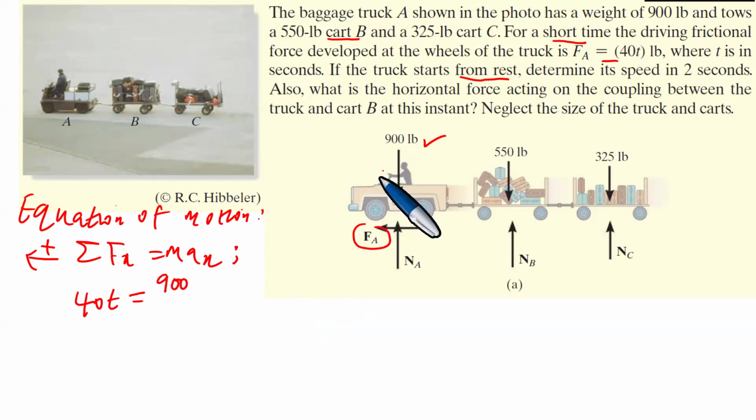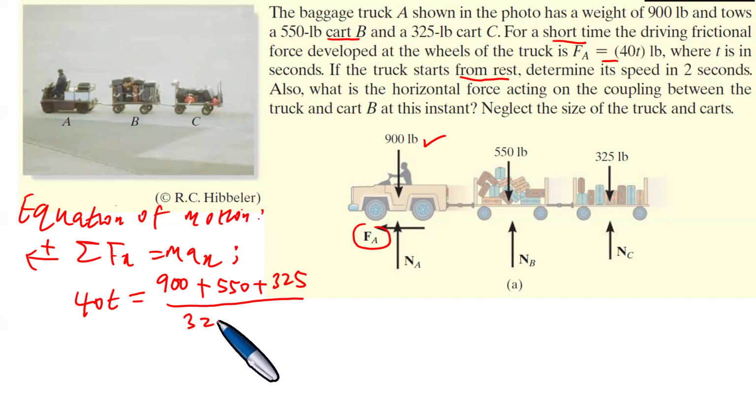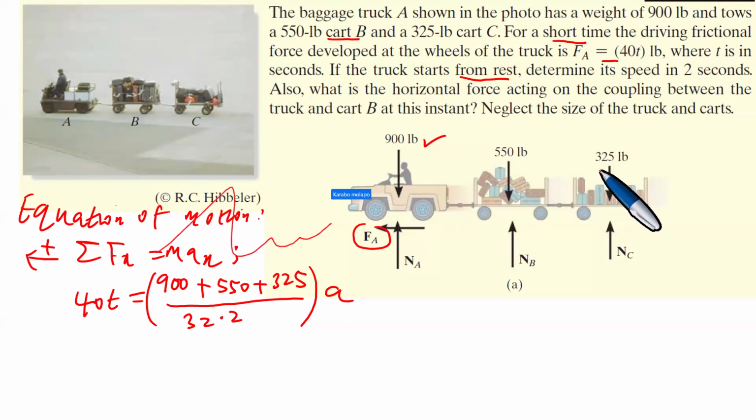900 is actually the associated weight of this, plus, right, plus exactly 550, plus 325. And this is all divided by what? It is divided by 32.2, okay? And it is multiplied by the acceleration A. Let us take a look at this, because you have the 900 pounds, the 550 pounds, the 325 pounds. Okay, and the 325 pounds is exactly what you then have here.